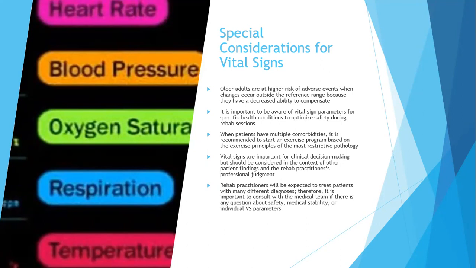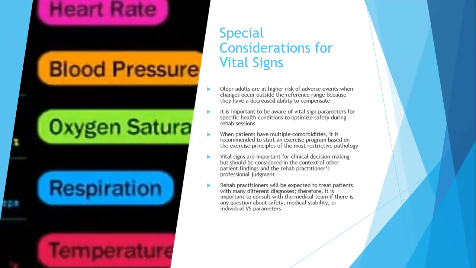It's also important to be aware of vital sign parameters for specific health conditions to optimize safety during rehab sessions. So when patients have multiple comorbidities, so they have congestive heart failure and COPD and this, and you see that a lot, unfortunately, it is recommended that when you're starting an exercise program, you do it based on the most restrictive pathology. So whichever one is giving them the most restrictions, you want to start there and work your way up.